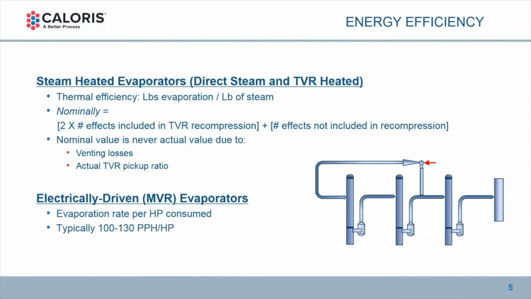A 3 effect evaporator, direct steam heated to the first effect, you're going to evaporate about 3 pounds of water per pound of steam. More efficient use of that steam, higher energy efficiency. Then we go to TVR.